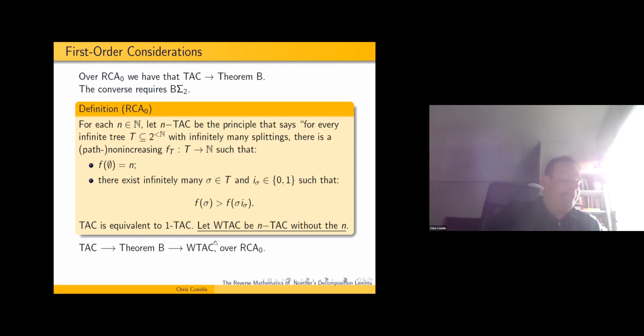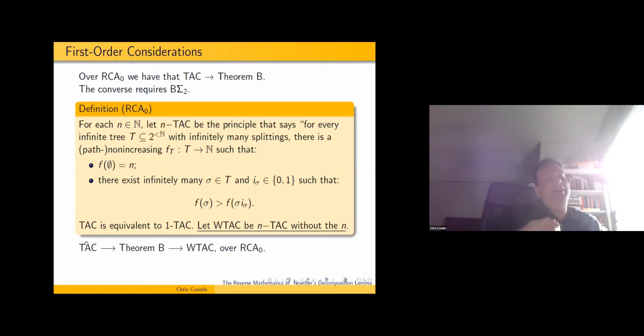Now, if you look at the proof that I was talking about on the previous slide, the one showing that theorem B implied the original tree anti-chain theorem over BΣ2, what that same proof is actually showing is that over RCA0, if you don't assume the additional induction, theorem B implies this weak tree anti-chain theorem. So this is what I know over RCA0.